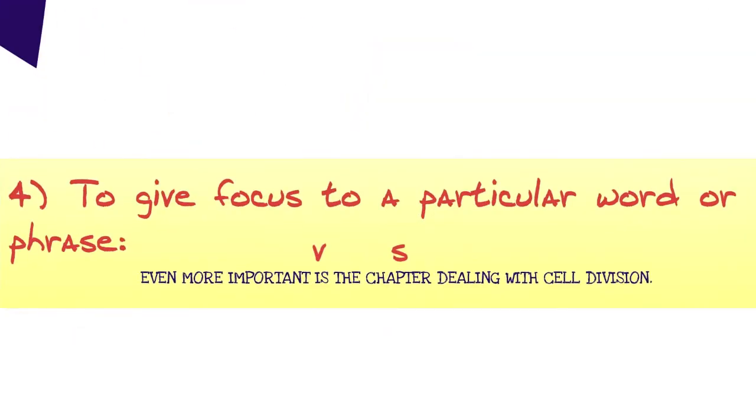The verb also comes before the subject when the sentence gives focus to a particular word or phrase. For example: Even more important is the chapter dealing with cell division. Placing the verb is before the subject chapter emphasizes the beginning part of the sentence, even more important.